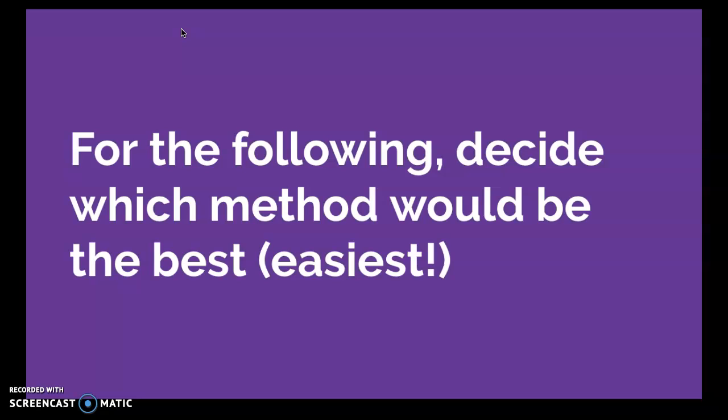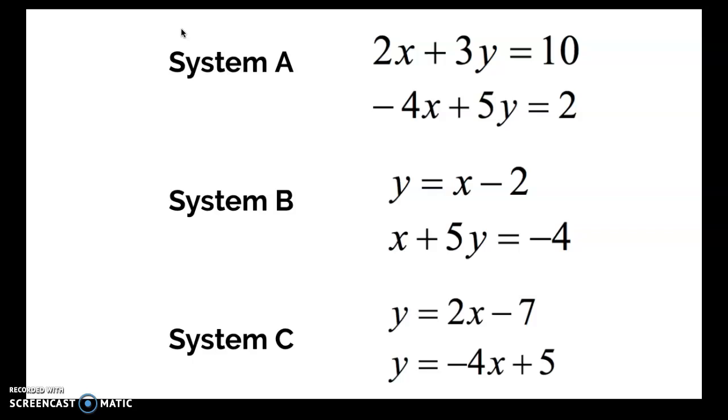So take a look at these systems and decide which of your three methods would be the best for system A, system B, and system C. And so remember, our choices are graphing, elimination, and substitution. So pause the video here, take a look at these equations and decide in your head or write it down, and then I will show you how to choose the best method.